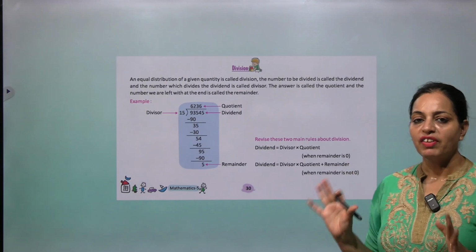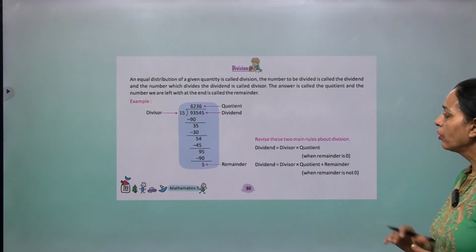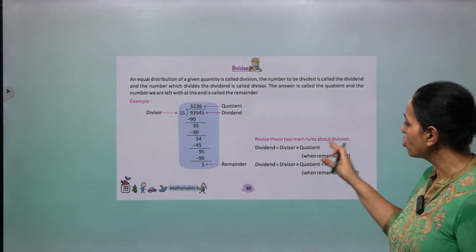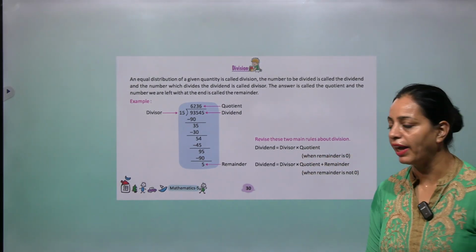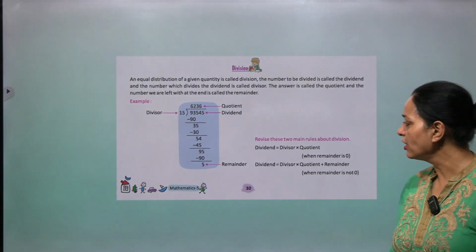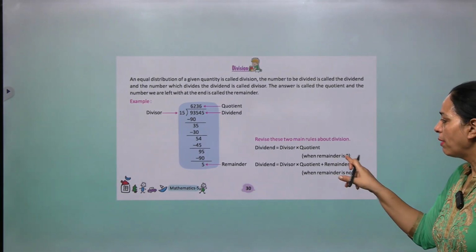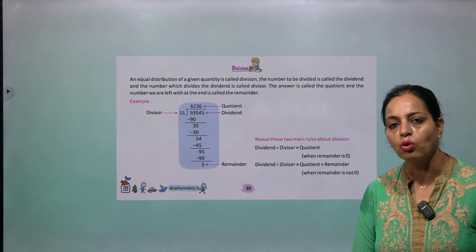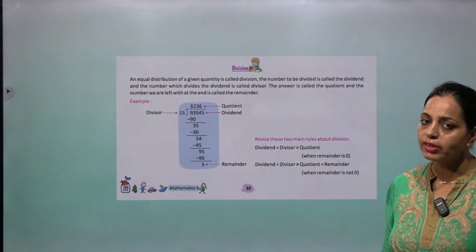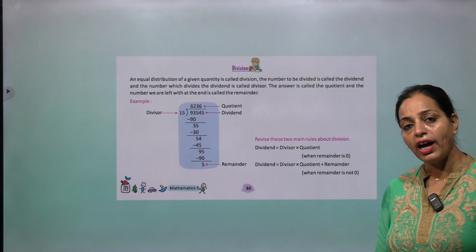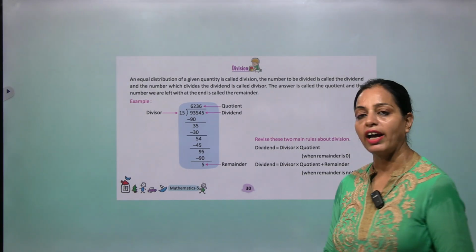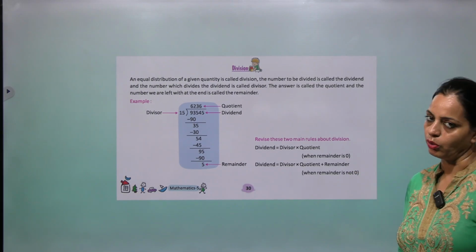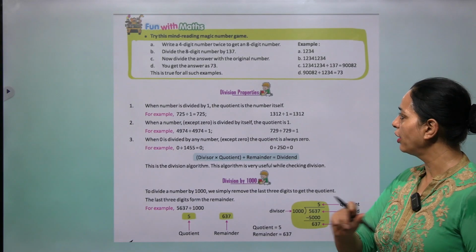So like this is the division you have done earlier. So we are revising this. With this example here, revise these two main rules about division. Keep in mind, dividend equals to divisor into quotient when remainder is 0. अगर remainder 0 है तो dividend equal to divisor into quotient. But अगर remainder is not 0, कुछ number है, तो वो क्या आएगा आपके पास? Dividend equals to divisor into quotient plus remainder when remainder is not 0. It's very easy, you have done earlier also.